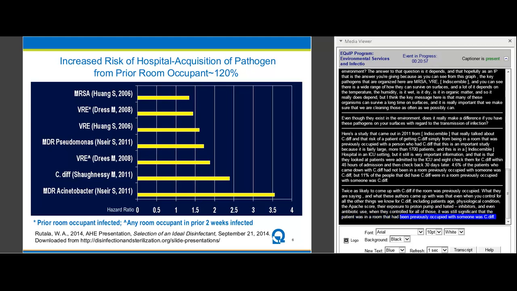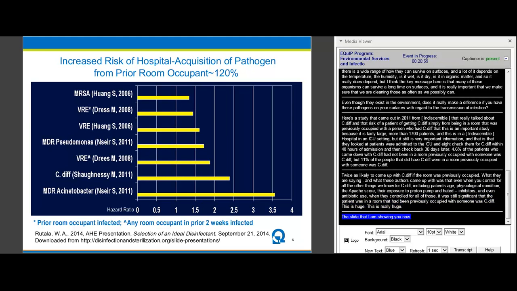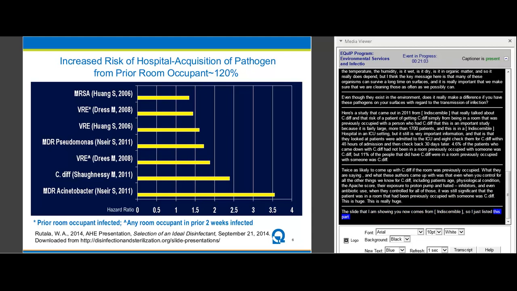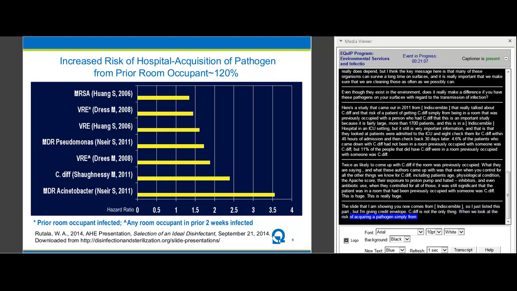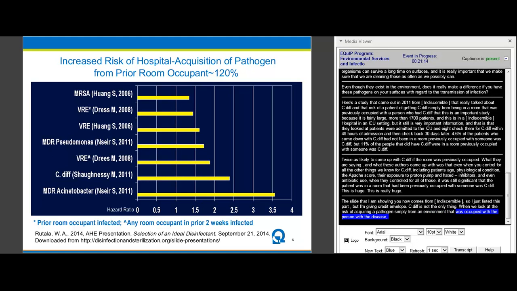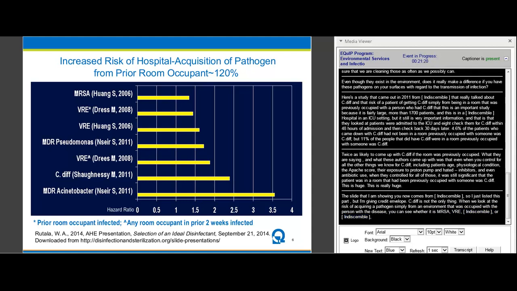But C. diff isn't the only thing. When we look at the risk of acquiring a pathogen simply from an environment that was occupied by a person with disease, you can see whether it's MRSA, VRE, multi-drug-resistant Pseudomonas, C. difficile, or multi-drug-resistant Acinetobacter. Rutala is saying there's a 120% more likely chance that someone will come down with these if they were in a room that was previously occupied.